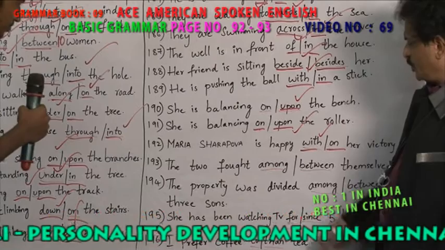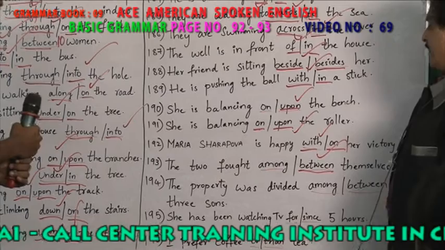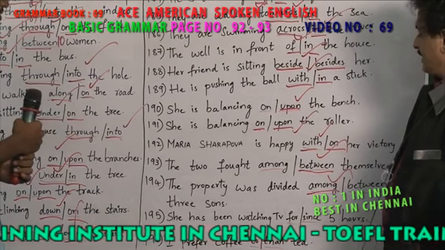The two fought among themselves or between themselves? Between themselves. Why between? Two of them are there, so you are using between. The property was divided among the three sons or between the three sons? Among. Why among? Many are there, more than two.